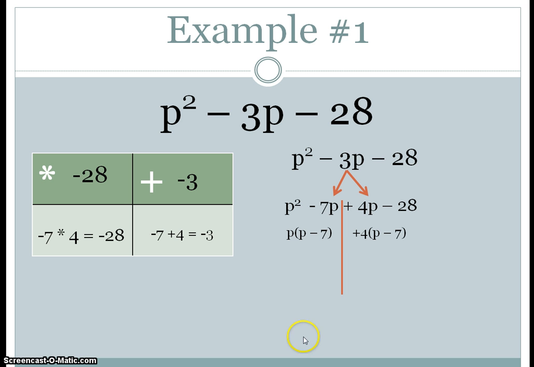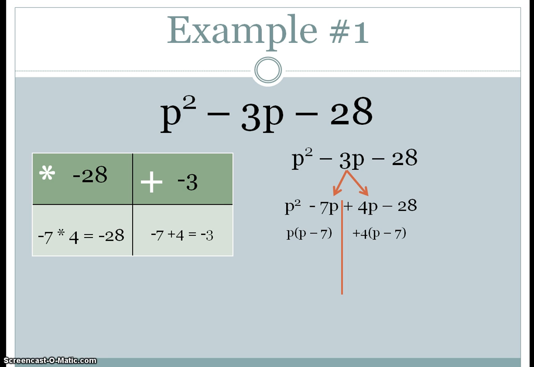So something very special just happened. In both sides, on the left and the right hand side here, we have the same exact thing inside the parentheses. We want that to happen. If that does not happen, then either you have the wrong numbers here in the middle, or you didn't pull out the greatest common factor.